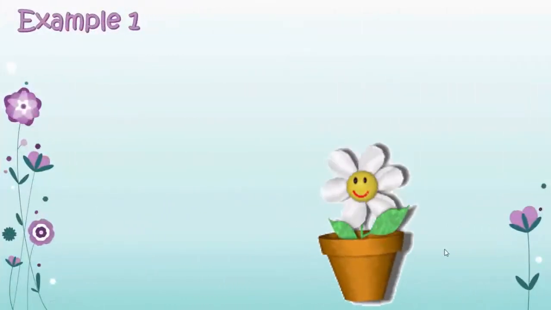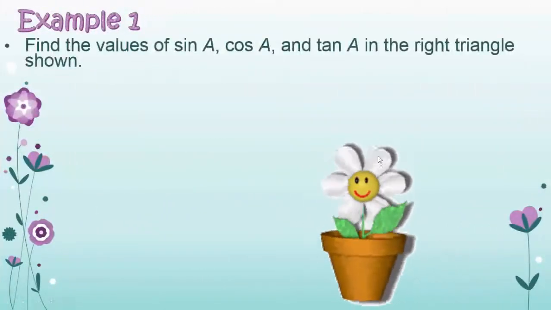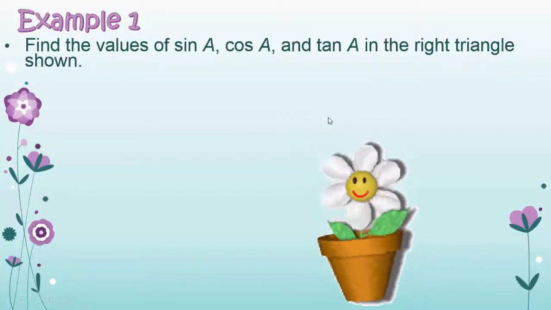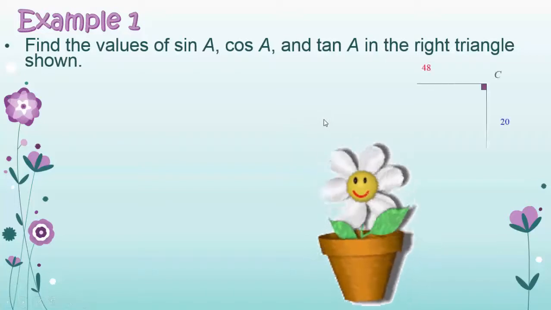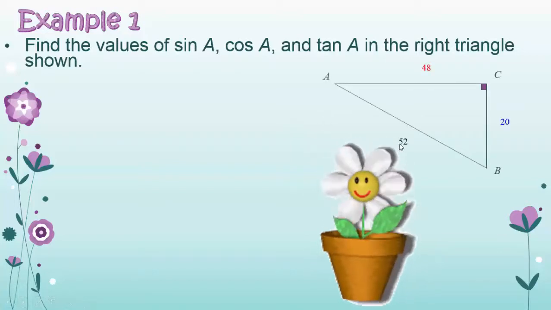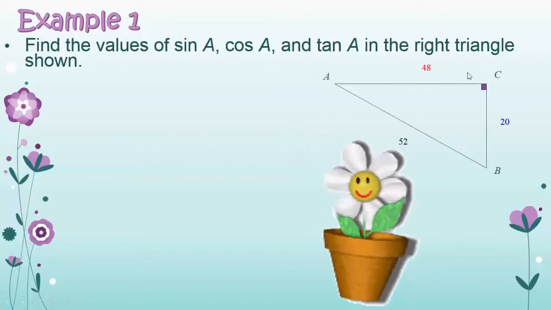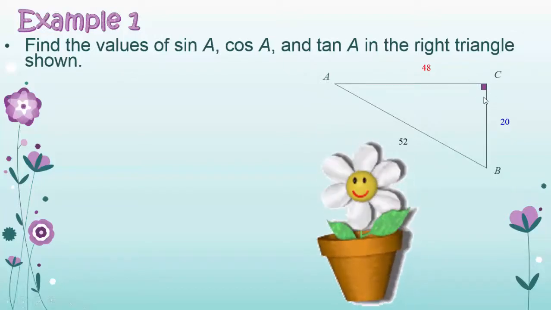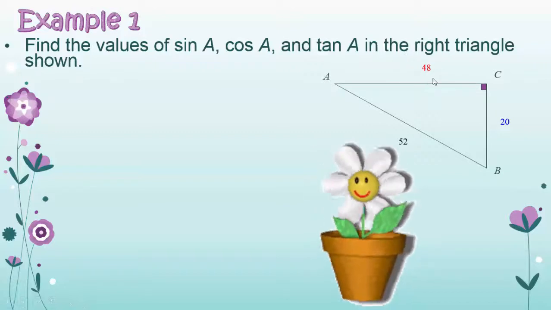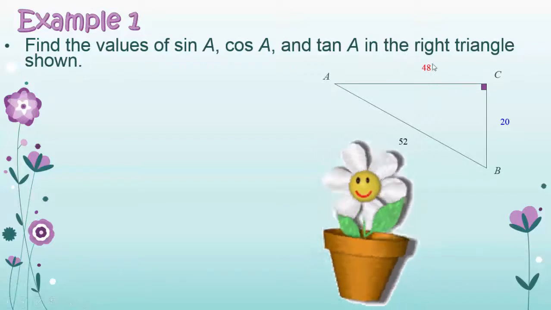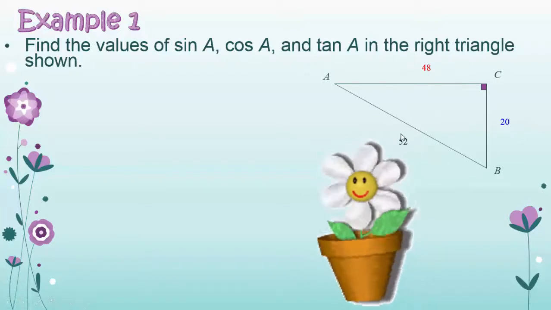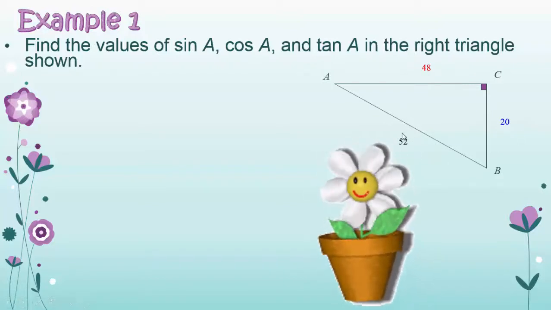Here in example 1, we're going to find the values of sine A, cosine A, and tangent A in the right triangle shown. So here's our right triangle, and here are our angles, A, B, and C. And here we have our sides, our legs. One's 48, another leg is 20, and then our hypotenuse is 52.